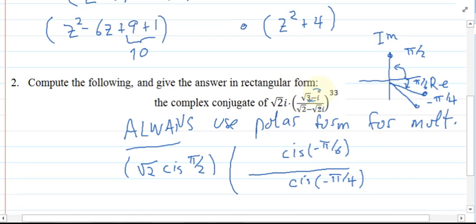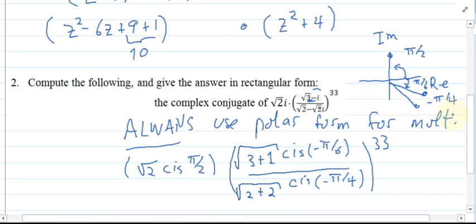Now, to figure out the radius, it's going to be the square root of square root of 3 squared, which is 3, plus square root of 1 squared, which is 1. So that's the radius. Pythagorean theorem: square root of the real part squared plus imaginary part squared. The same thing down here: the real part squared is 2, and the imaginary part squared is 2. So that's what we have here. And this is to the 33rd power.